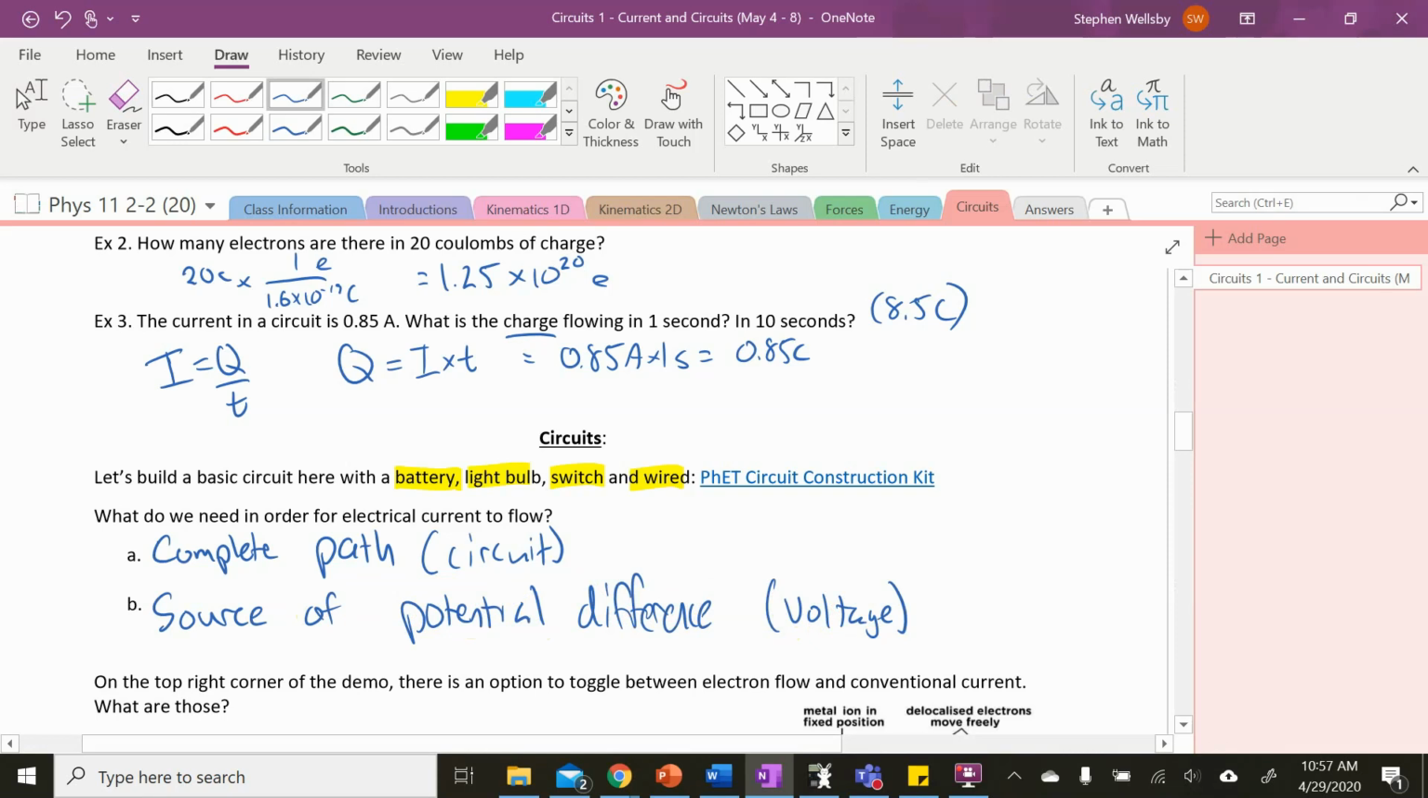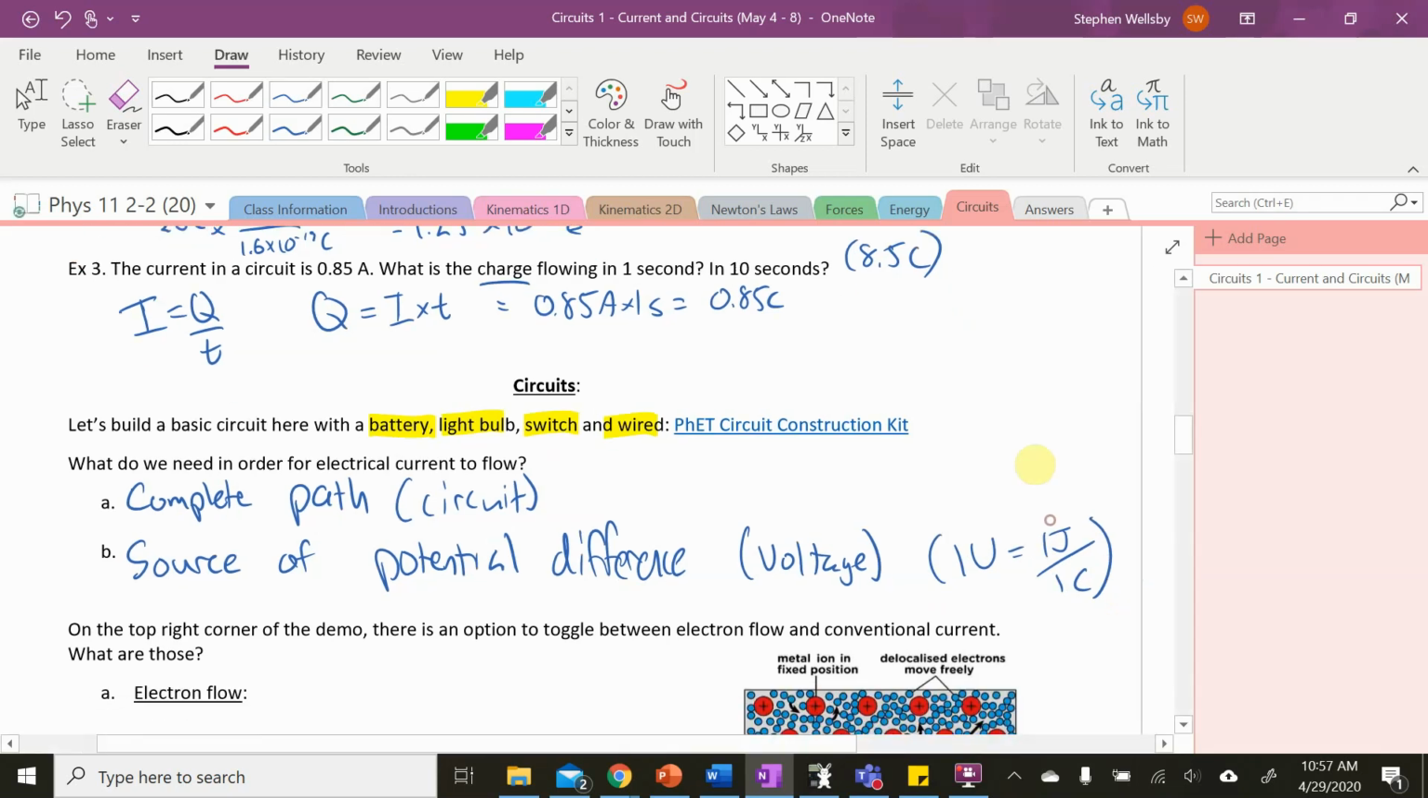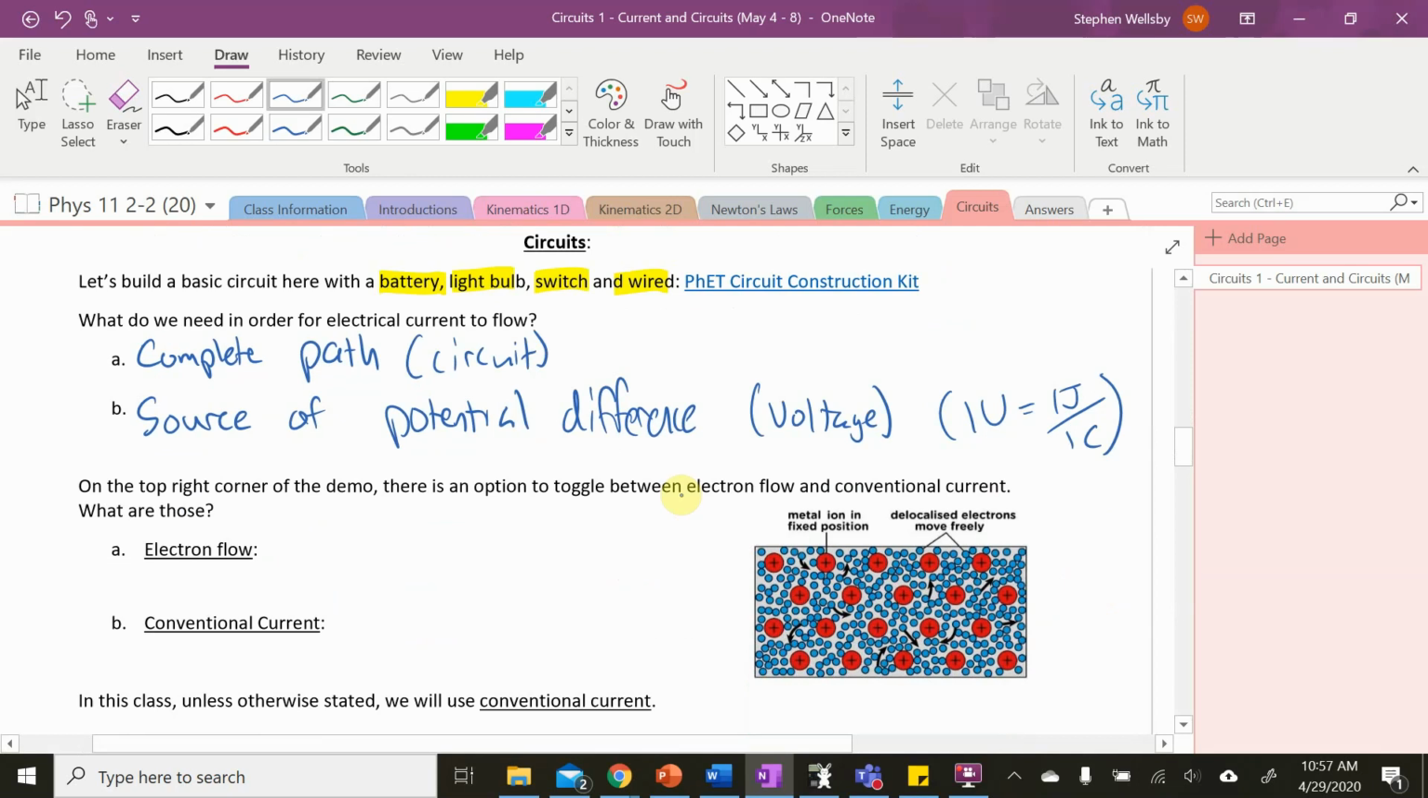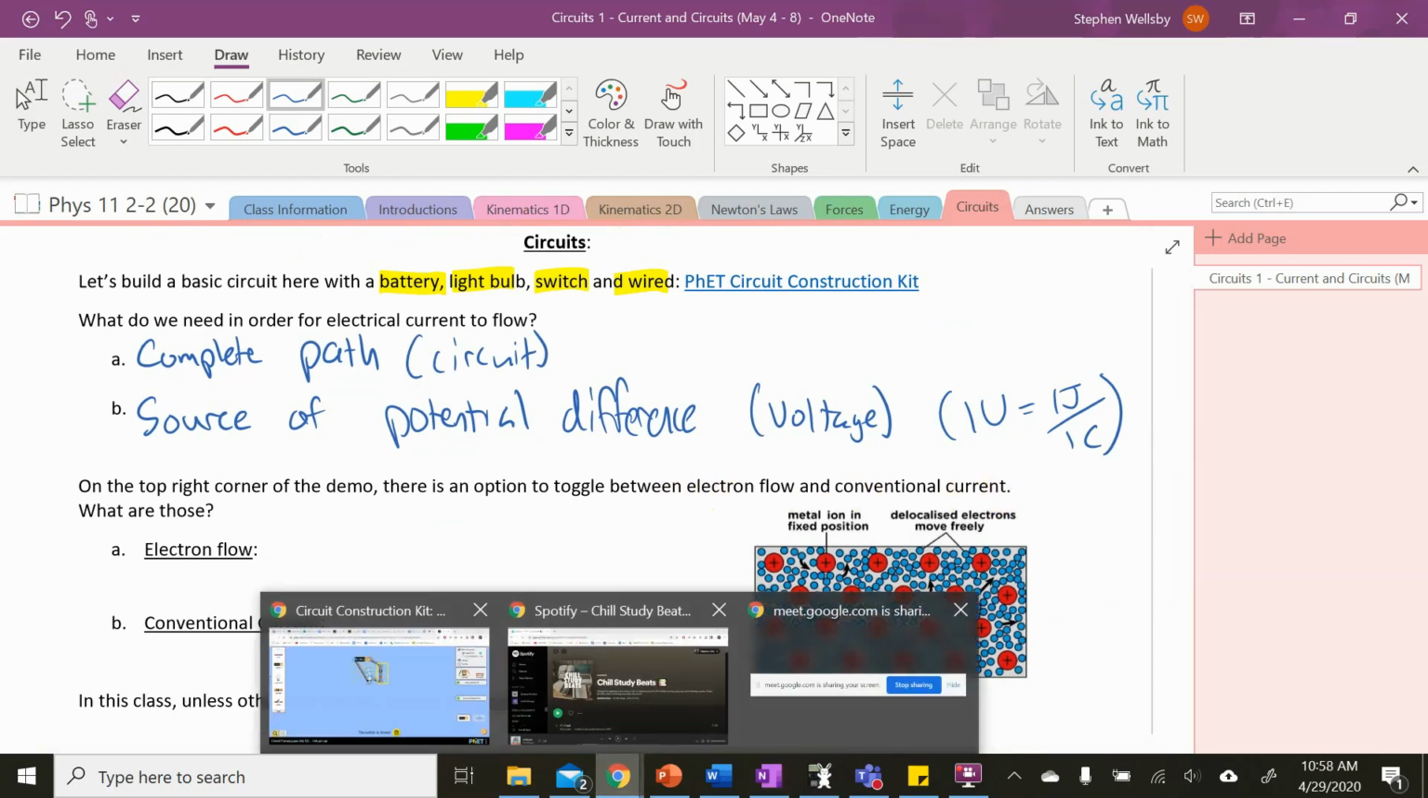Now, I'm not going to go into too much detail with this, but in a short sense, voltage is sort of how much energy you're giving to each bit of charge. So 1 volt is 1 joule of energy for 1 coulomb of charge. It's how much energy we're going to give to each little ball of charge, in this case the ball that's flowing around the circuit. Now, if you look back at the demo, we'll go there in a second, there's an option to toggle between electron flow and conventional current. So what are those? Let's take a look here.